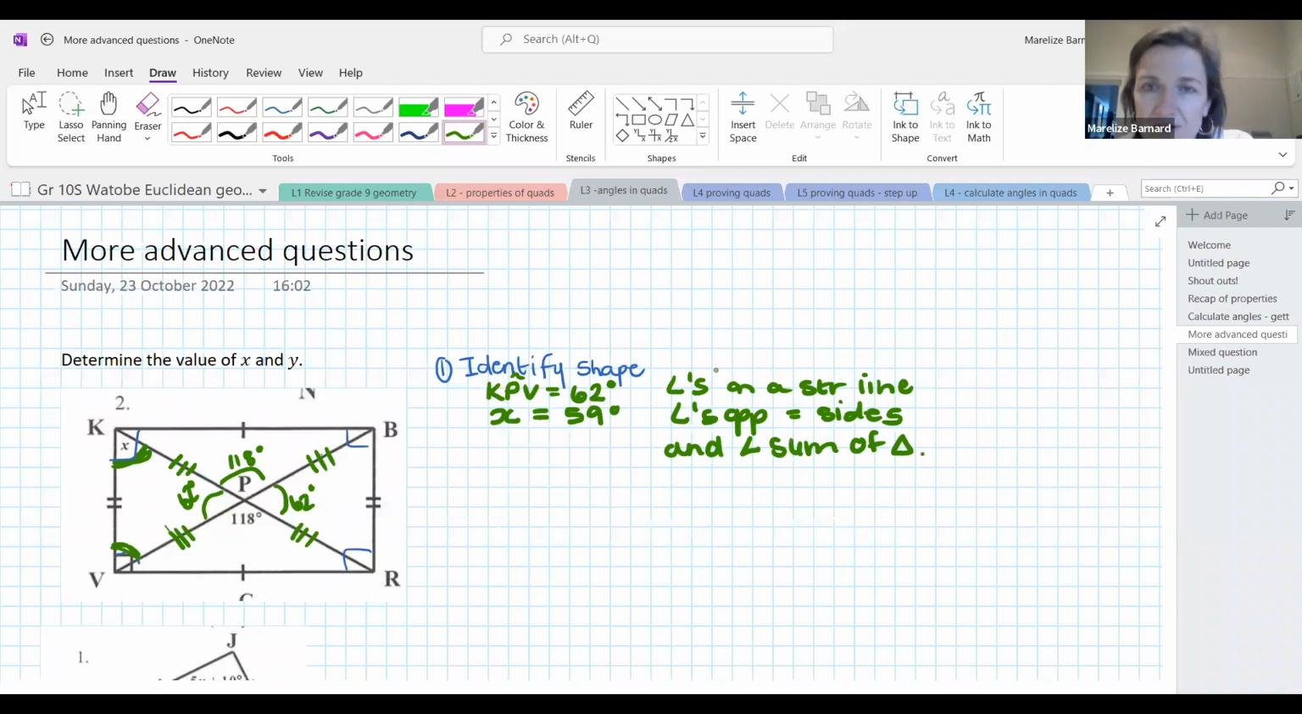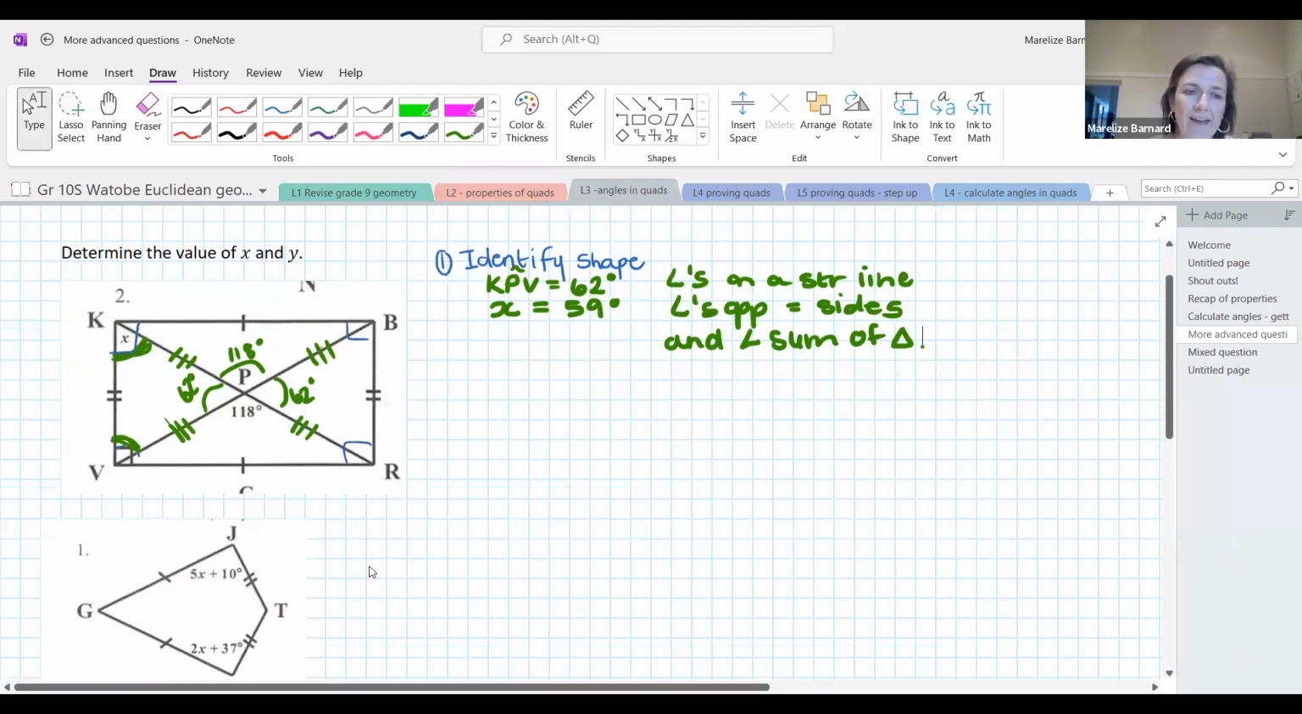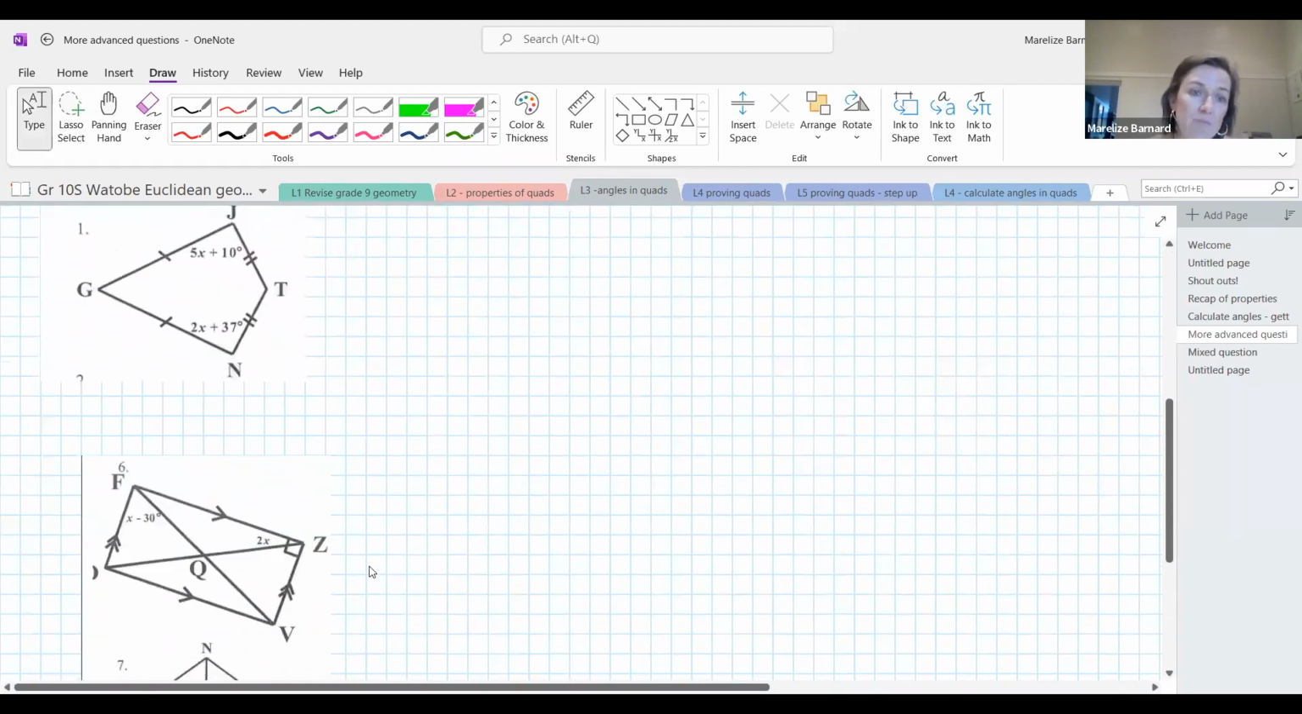Okay, so Shiraz got 59. There we go. Anyone else got 59? Yes, Nishan also got 59. Well done, everybody. Okay, I'm going to put the next two up for you to take screenshots of.